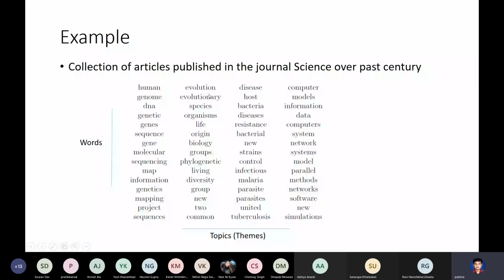So this matrix you keep in mind. A topic is a column, and each topic consists of a number of words, which are the rows.